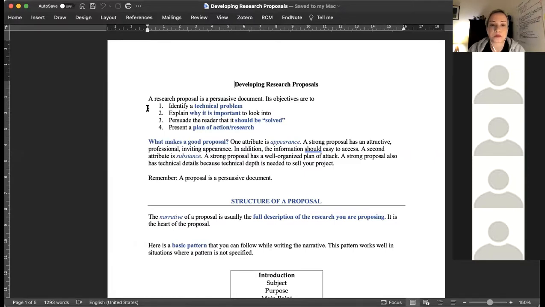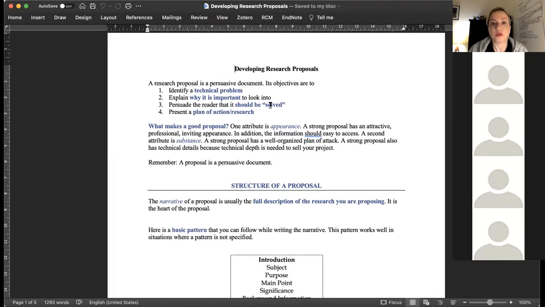So the research proposal is a persuasive document. This means that you're trying to convince somebody, or a company, or a board, or an investor of the need to work on a particular project in a particular way. It identifies a technical problem that is available. It explains why it is important to look into it, it persuades the reader that it should be solved, and it presents a plan of action or research.